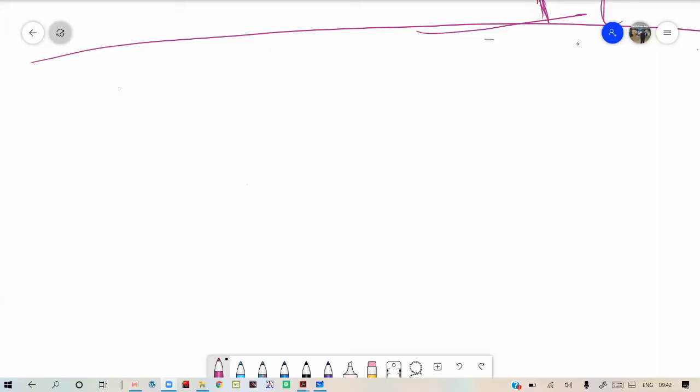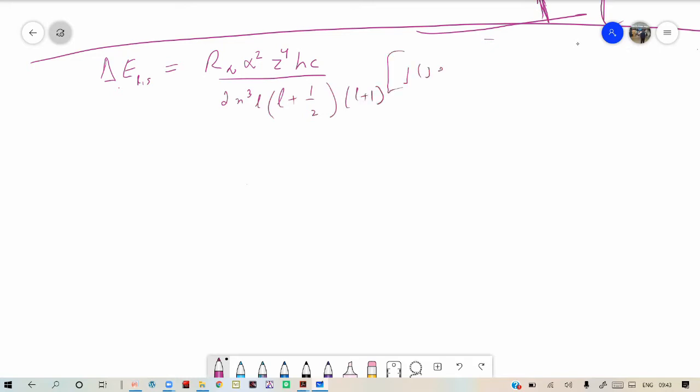We derived an expression which gave us the spin orbit interaction term, that is delta E LS. Actually, it was an interaction between L and S, which was equal to R infinity alpha square Z4 hc divided by 2 n cube l into l plus 1 half, l plus 1. Then this term.